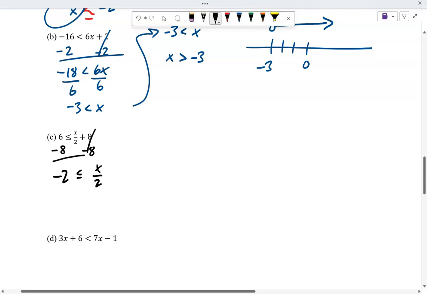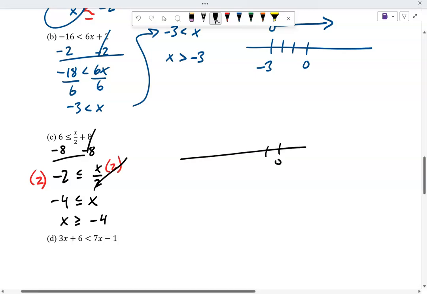Now we're solving for X. We're going to multiply both sides by 2. Now that's a positive 2, so I don't switch the sense of the inequality yet. But I've got the X on the wrong side. So now I flip it, put it over here, negative over there, which means I got to switch the sense of the inequality as well. So X is greater than or equal to -4.